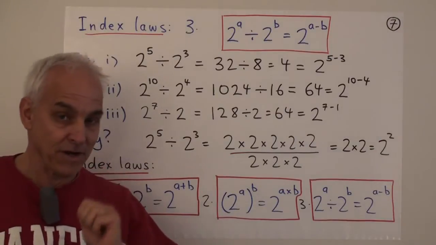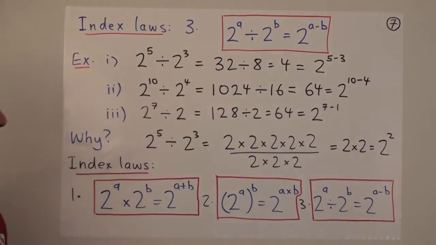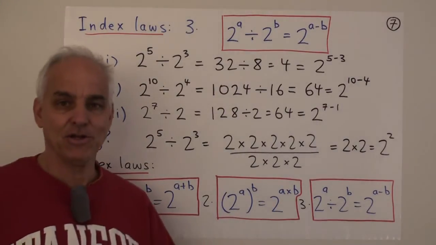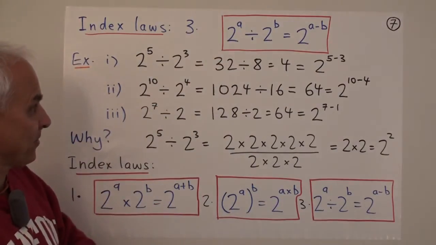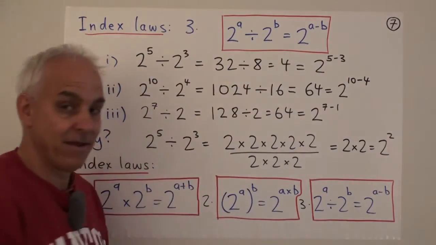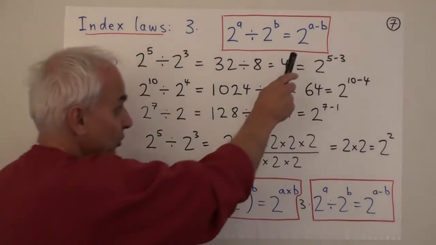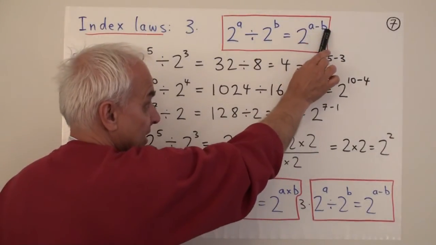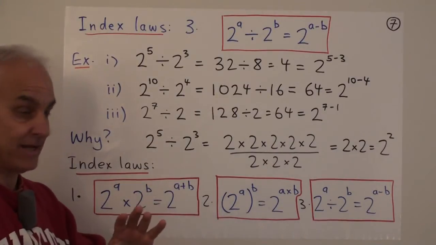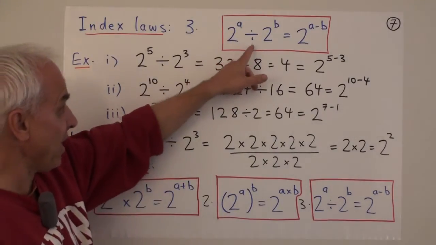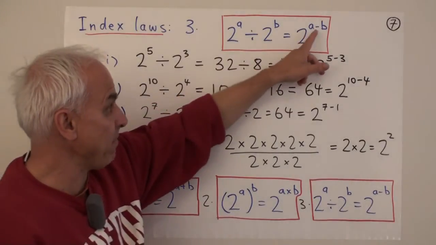Okay, so here's our third and final index law, which tells us how to divide powers of 2. It says that 2 to the a divided by 2 to the b equals 2 to the a minus b. Sort of complements the first index law where we had 2 to the a times 2 to the b is 2 to the a plus b.